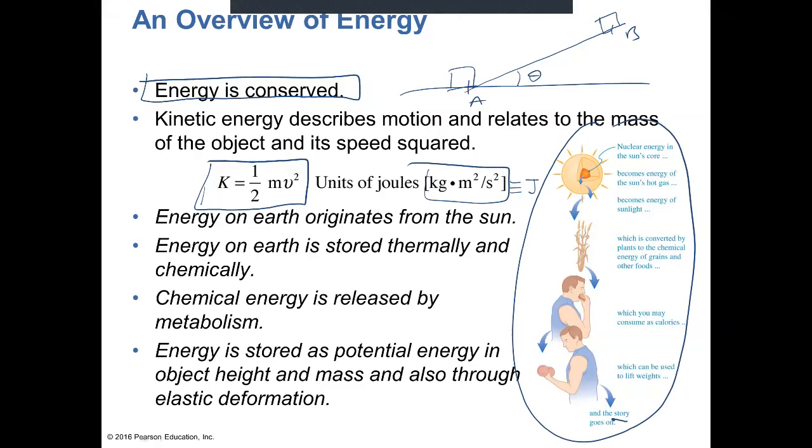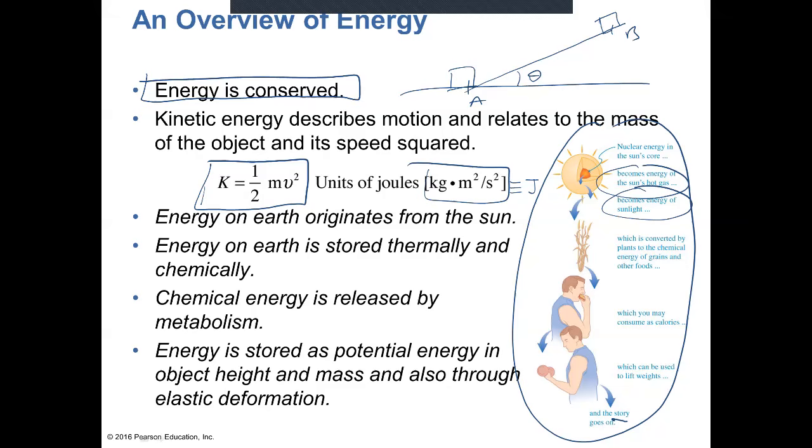So you have nuclear energy in the sun's core. It's nuclear energy because the subatomic particles inside the core smash into each other, and they basically go from taking hydrogen and fusing it into helium. That's how the sun generates energy. During that process, energy is released, and it's nuclear energy, and that nuclear energy becomes energy of the sun's hot gas, and then that becomes energy of sunlight.